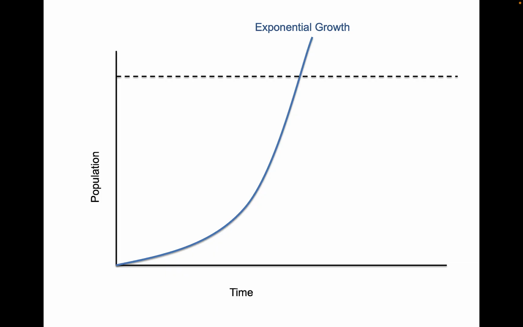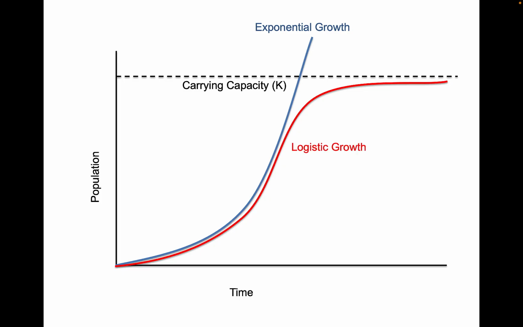Now the question is, does it go right to the limit and then level off, or does it do it gradually? And what we see with that logistic growth model is that the population will start to slow down in its growth as it gets closer to the carrying capacity and eventually level off at the carrying capacity. And again, this is called logistic growth as contrasted with exponential growth.